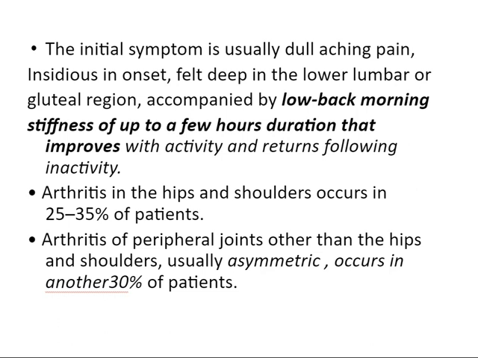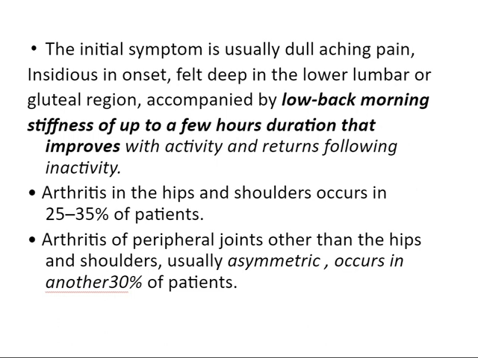I have already described what the initial symptom is. It is usually a dull aching pain, insidious in onset, felt deep in the lower lumbar or gluteal region. It is also associated with stiffness of up to a few hours of duration that improves with activity and returns following inactivity. Remember this. This is the most important point: low back pain associated with morning stiffness. Also there is arthritis in hips and shoulders occurring in 25 to 30% of patients. And arthritis of peripheral joints other than hips and shoulders, usually asymmetric, occurs in another 30% of patients.